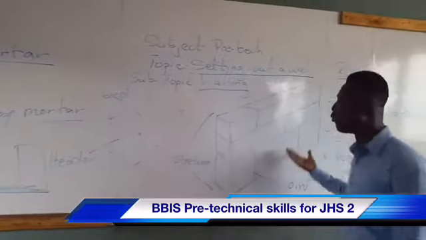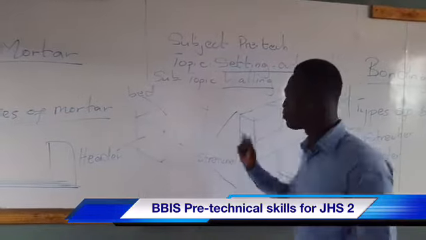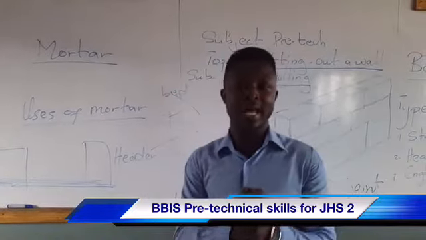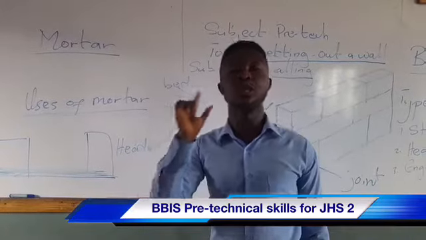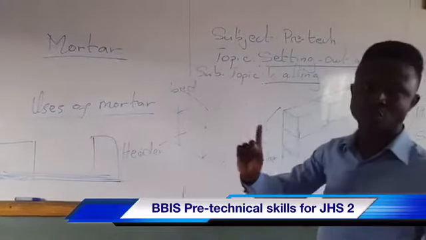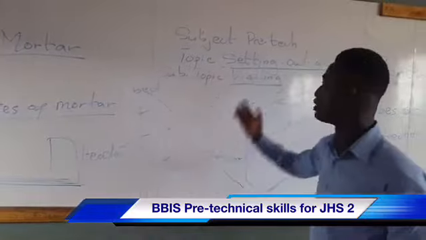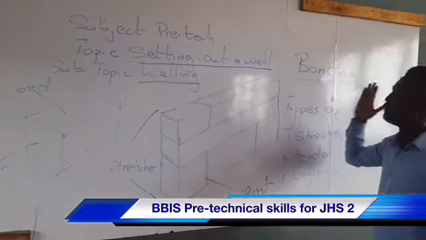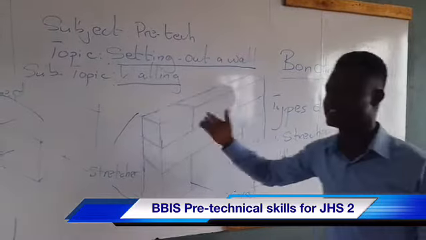Now we go to why we should add mortar to the bonding of walls. We should add mortar to the bonding of the wall to make the blocks bond together. And that is a term we use in Pre-Technical Skills. Somebody will ask you, what is bonding? Bonding is the act of preventing vertical lines in a block.